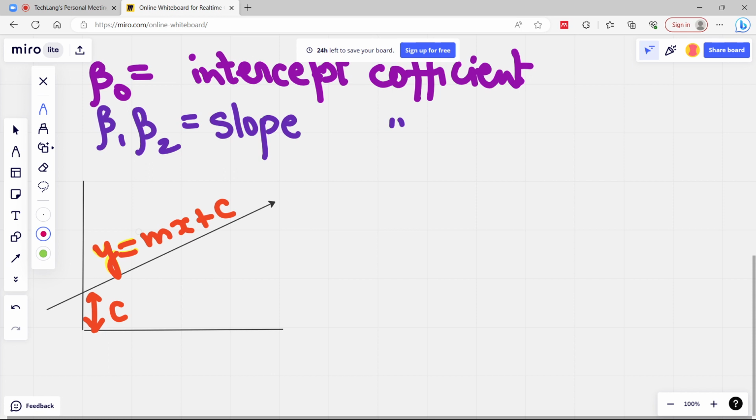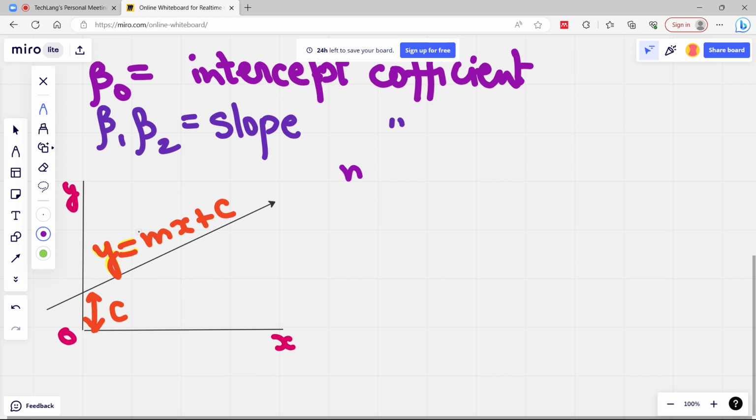If this line is passing through the origin, here is the x-axis and here is the y-axis, right? If the line passes through the origin only, then the c value will be 0. But as of now, we have some intercept value there. So we will have y is equal to mx plus c, some constant.